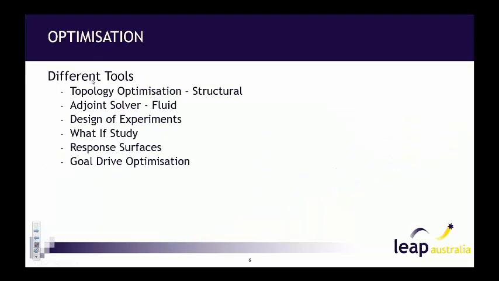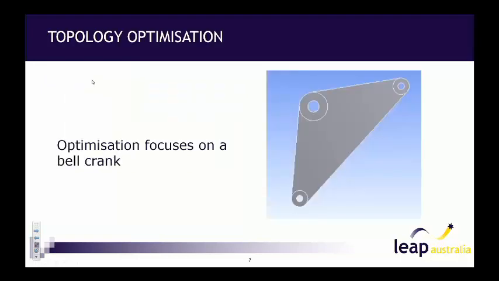So going into optimization, we've got a couple of different tools that we can use. We've got topology optimization for structural. We've got something called the ADJOINT solver for fluids. We've also got embedded design of experiments, what-if scenarios we can use as well, and we can also pull out some response surfaces and some goal-driven optimization. So we'll first look at the topology optimization.